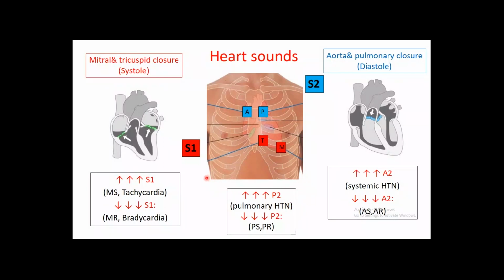How to time this heart sound? Simply, S1 occurs with the upstroke of the carotid pulse while we are palpating the carotid pulse simultaneously, while S2 is on the opposite side, when we are not feeling the carotid pulse. This is how to differentiate between S1 and S2, what the differentials of accentuated or muffled sounds are, and how to comment on the second heart sound, pulmonary and aortic components.